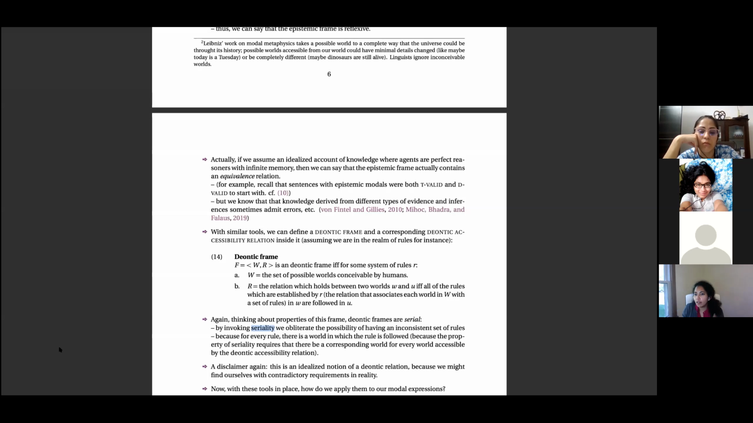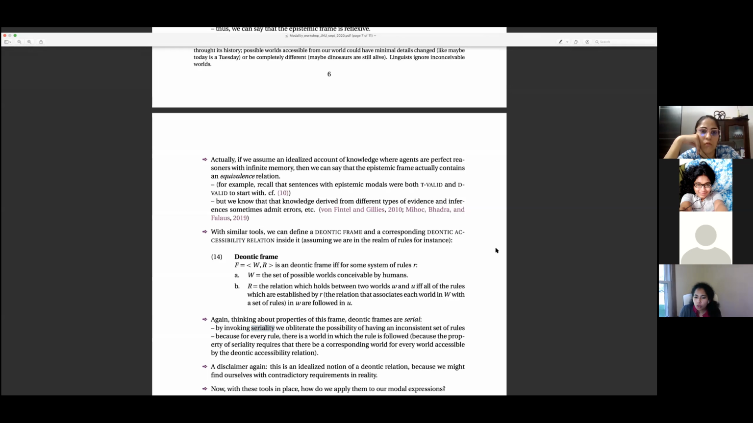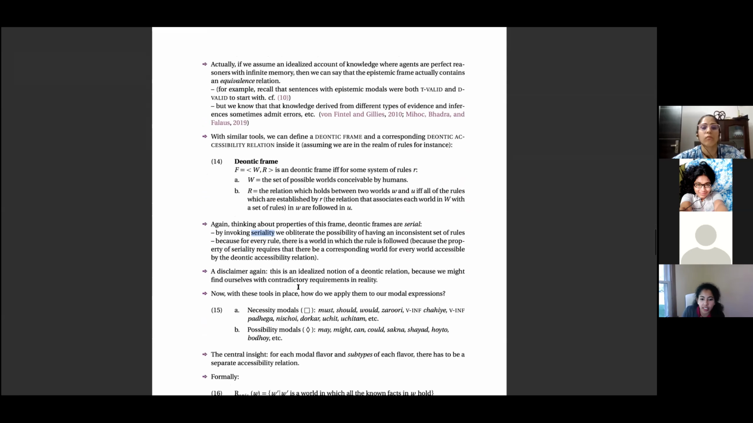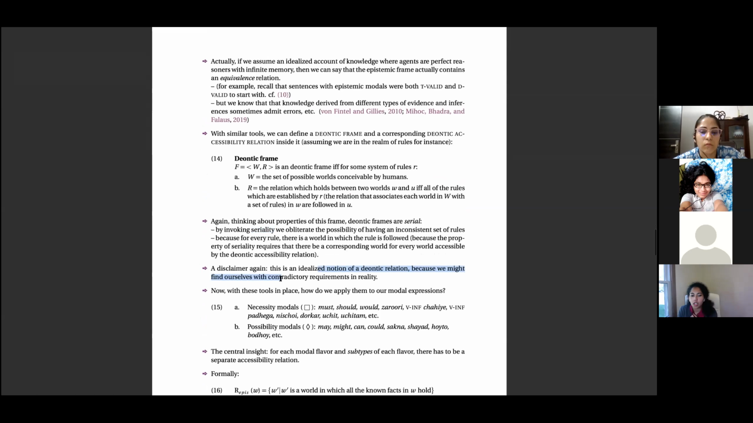You guys see what I mean? So if you have a rule, let's say P in a world, and you have neg P in the same set, then you won't get a world where both P and neg P are true. Right? That's the idea. So it helps us rule out inconsistent sets of rules. So seriality helps us have a consistent set of rules. That's why it's used in deontic logic. Again, this is an idealized notion of a deontic relation because we might have contradictory requirements. I won't go too much into that, but you guys can think of natural language examples where, in reality, you have requirements which are contradictory.